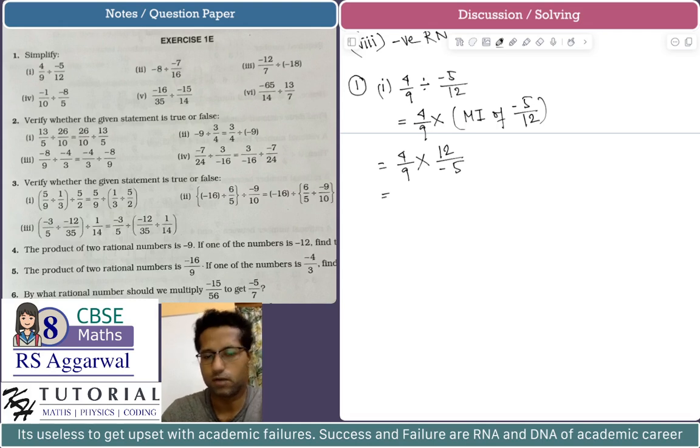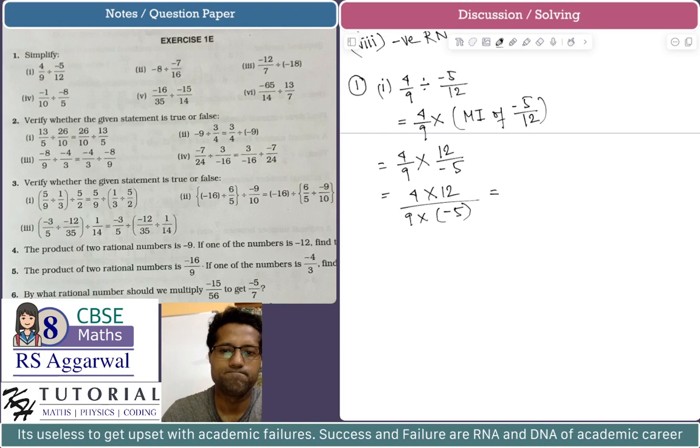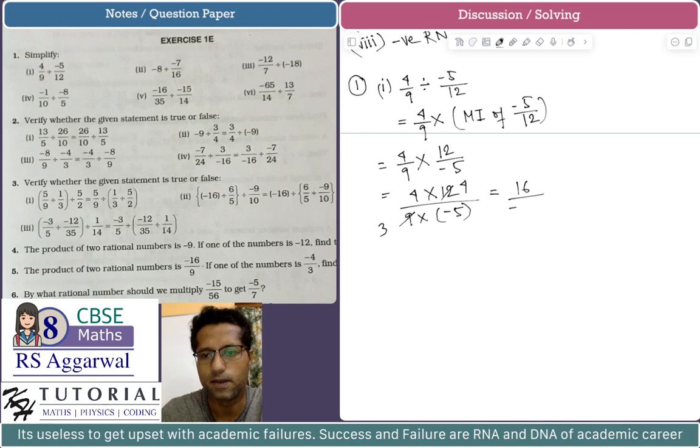And now you have the product of two rational numbers. You apply the basic formula: the product of the numerators divided by the product of the denominators. So this becomes, if you do some cancellation, 16 by minus 15. The denominator is negative, you have to make it positive, and it becomes minus 16 by 15.